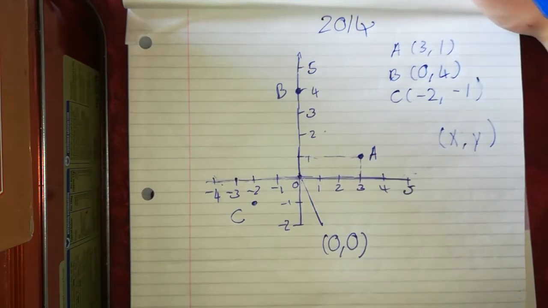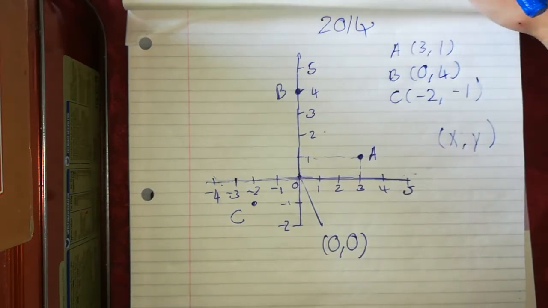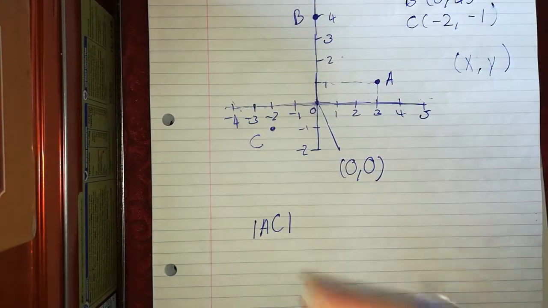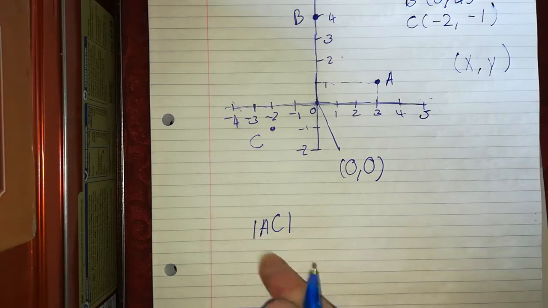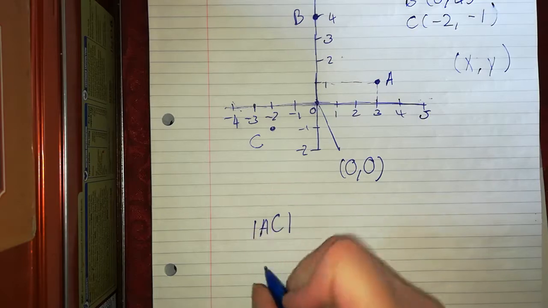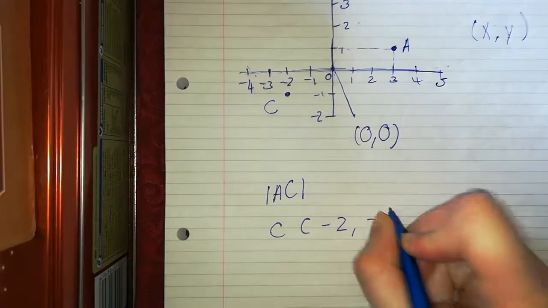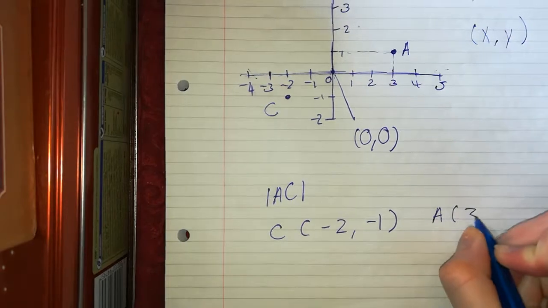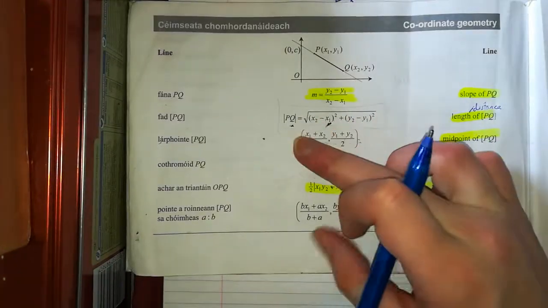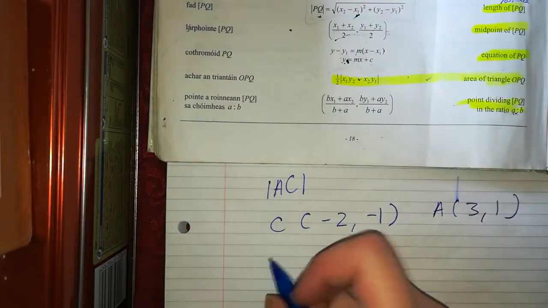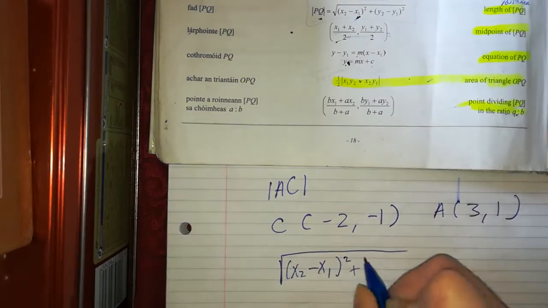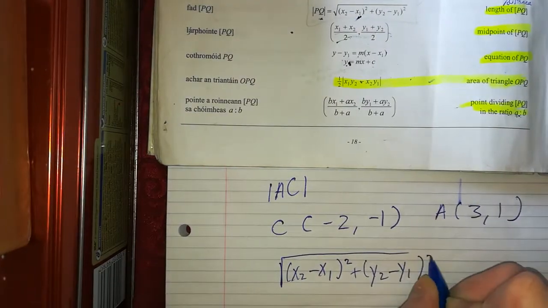And then it says, by calculating |AC| and |BC|, when there's two lines outside, that means the length of. So the length of AC. So C is (-2, -1), and A is (3, 1). If we want to calculate the length of this, we're going to have to use the distance formula. So this here is our distance formula. So the distance is going to be the square root of (x2 - x1)² + (y2 - y1)².